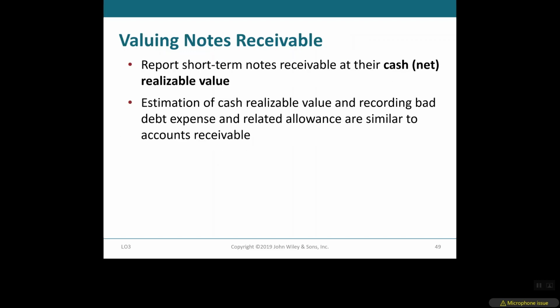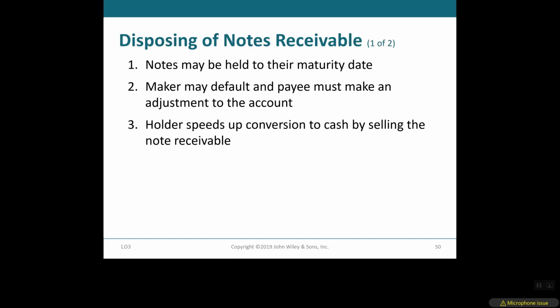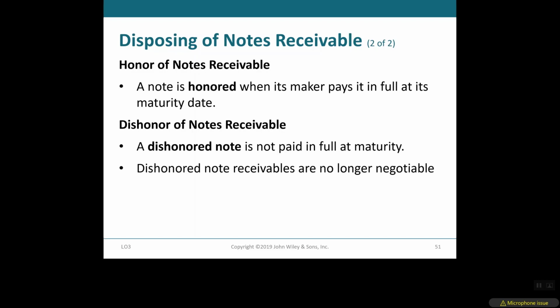All right. Report short-term notes receivable at their net cash realizable value. This is the same thing as with accounts receivable. They are reported that way because you also make estimates for allowance for bad debts. The same thing is applicable with what we discussed in accounts receivable. Notes may be held to their maturity date. The maker may default, right? They may default in not making their payments, or the holder speeds up conversion to cash. So the holder may decide to sell it off to a factor so that they can get back their money in time.